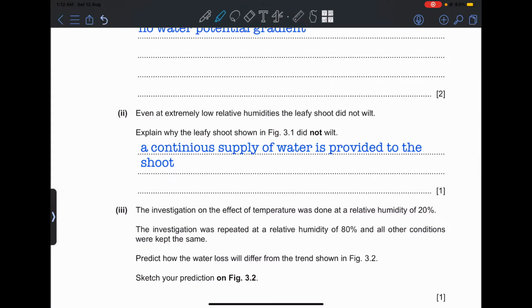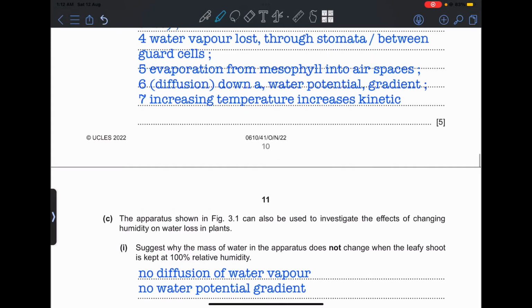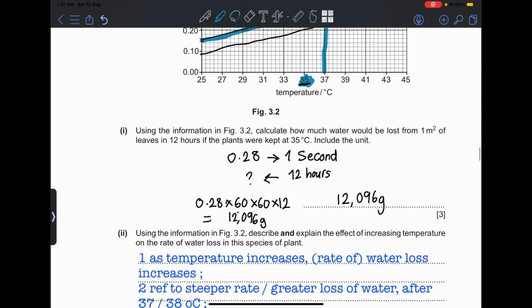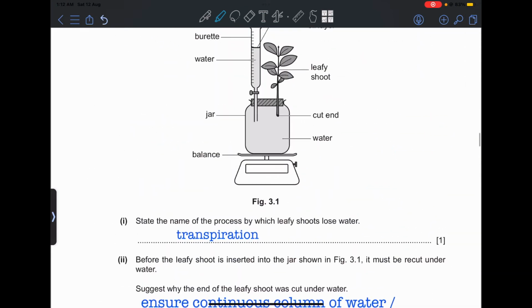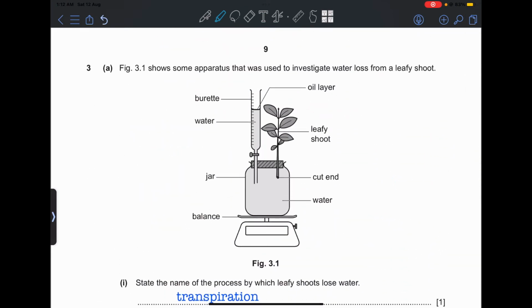Double I, even at extremely low relative humidities, the leafy shoot did not wilt. Explain why the leafy shoot shown in figure 3.1 did not wilt. So this is actually figure 3.1 over here. This is the leafy shoot they are talking about.